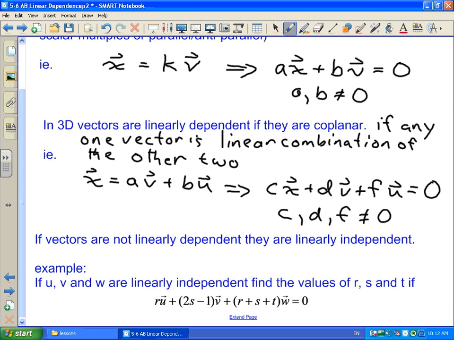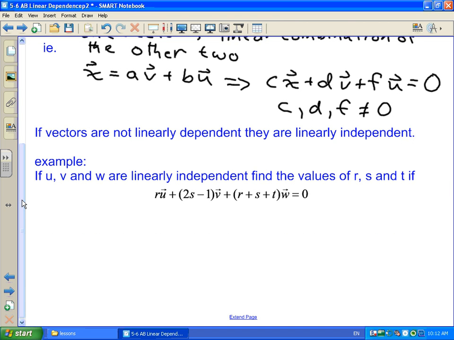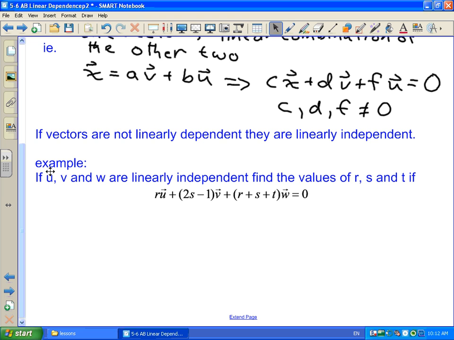Now, if vectors are not linearly dependent, then we can say that they are linearly independent. I know this is blowing your mind here. If they're not dependent, they're independent.